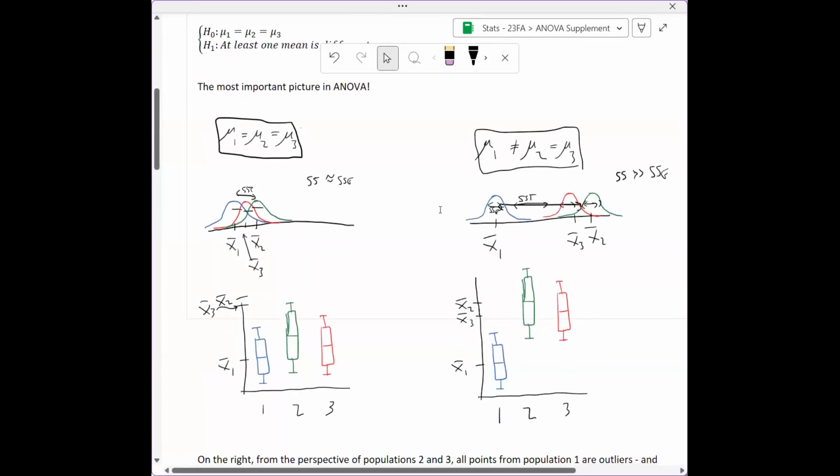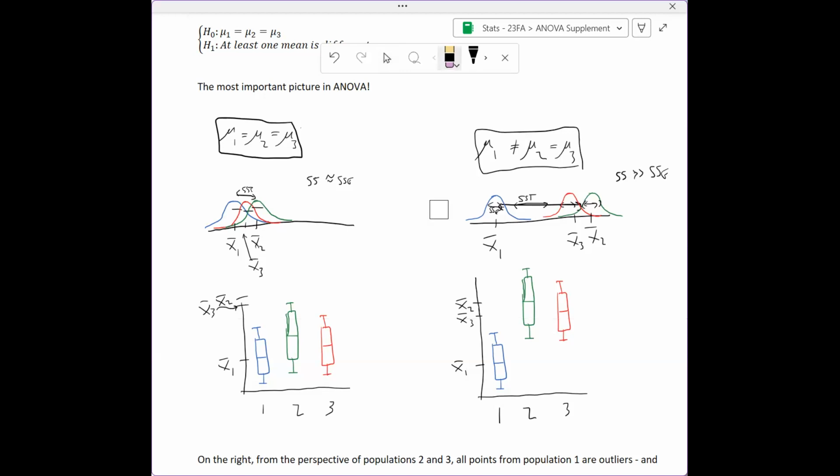And the following picture, or I suppose you could think of it as 4 pictures, is I think the most important picture in ANOVA. Here's the idea. Let's consider 3 populations. We can find X bar for each of the 3 samples. X bar has some sampling distribution, with some deviation about the mean. We think that the X bars have a normal distribution from the central limit theorem.